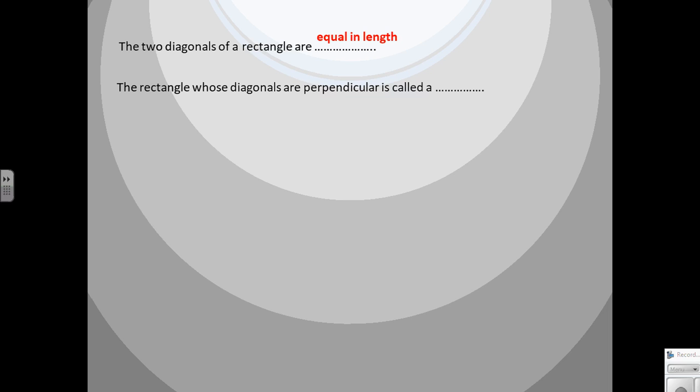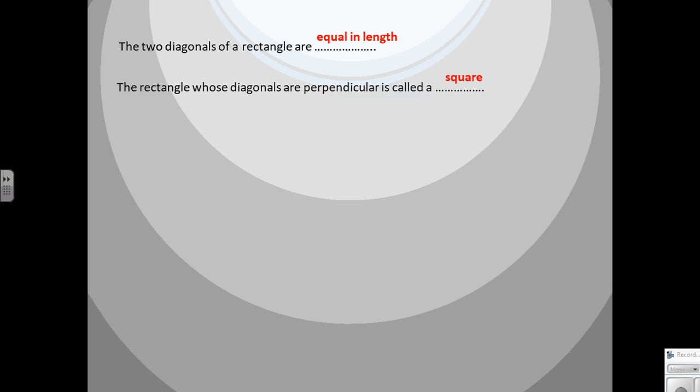It says the rectangle whose diagonals are perpendicular is called a what? He said here the rectangle. So the answer will be the square, not the rhombus, because rhombus is beside the rectangle, but the square is under the rectangle. So when he says the rectangle whose diagonals are perpendicular, the answer will be the square.